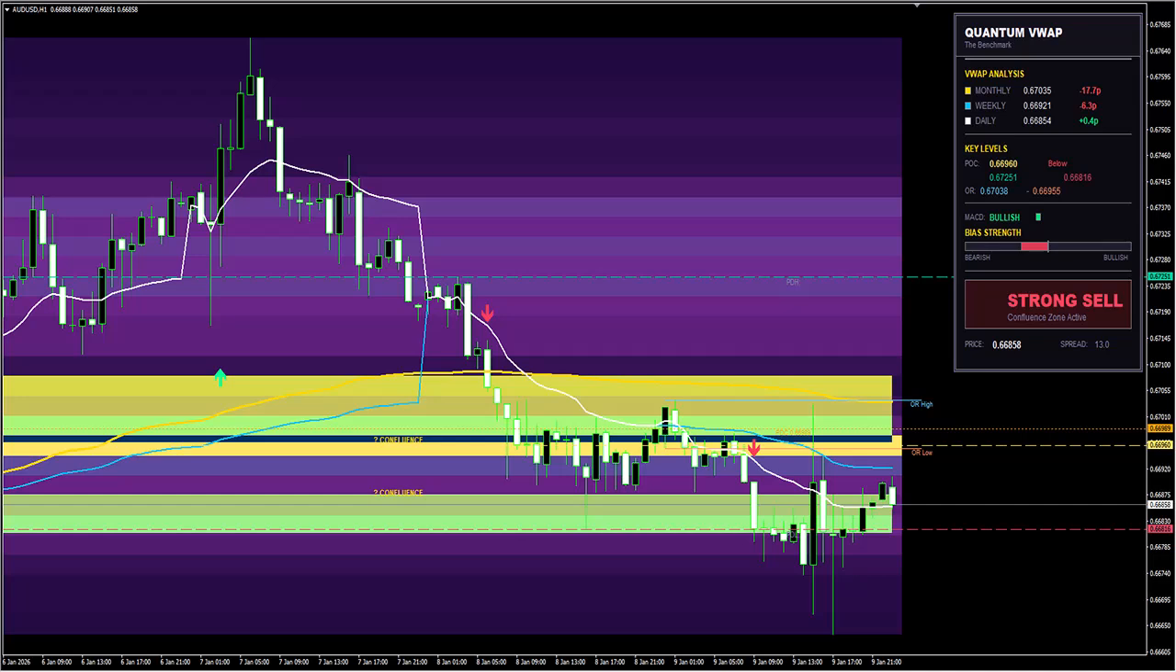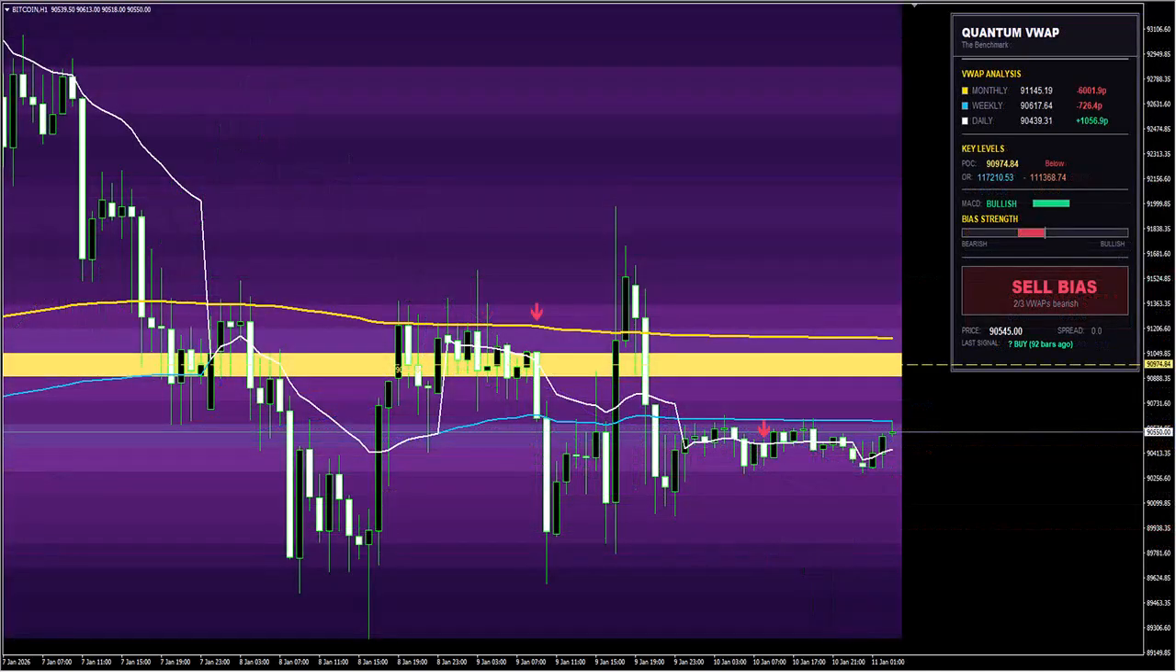Think of VWAP like a market compass. It doesn't tell you exactly where to enter, but it helps you understand the direction of pressure in the market. And once you start seeing that, your trading decisions become a lot more confident and a lot less emotional. You stop guessing. You stop chasing random candles. And instead, you start aligning yourself with the flow of the market.